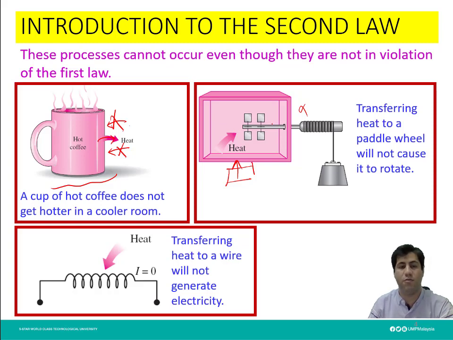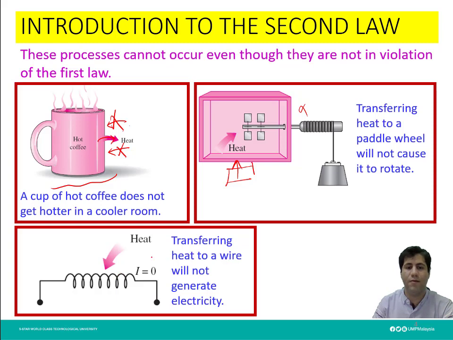How about the reverse direction? It still does not violate the first law, because if we give heat here, this paddle will start to rotate, and only thermal energy is converted to mechanical energy. So the first law is not violated, but we cannot have that process. Again, you can see we need another reason why we cannot have a process like this. Why, if we increase the temperature of the chamber, will the paddle not start to rotate?